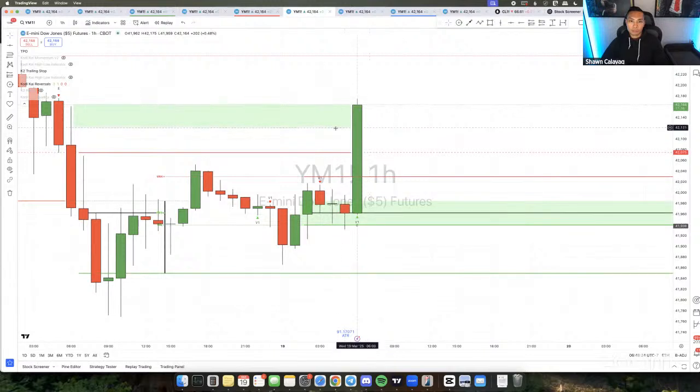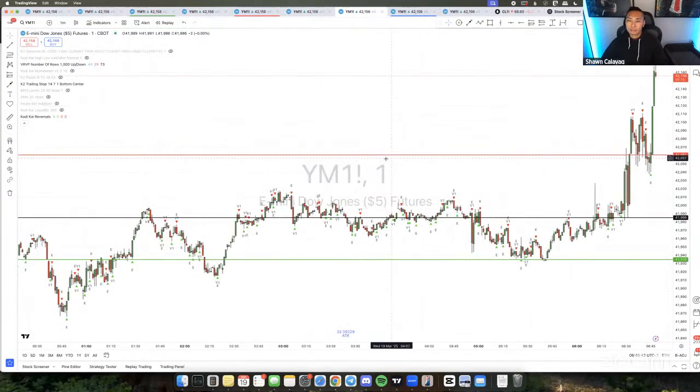If it closes below the point of control, we can possibly look for a bounce this way. If it closes above the point of control, then we can possibly see a bounce this way. It's not an entry, but more so a confluence to look to the upside or the downside following the 1 hour candle. Looking over here on the volume profile, there's nothing there right now.